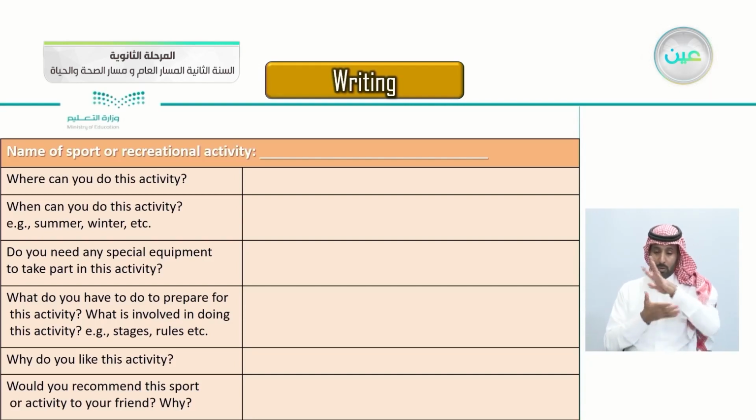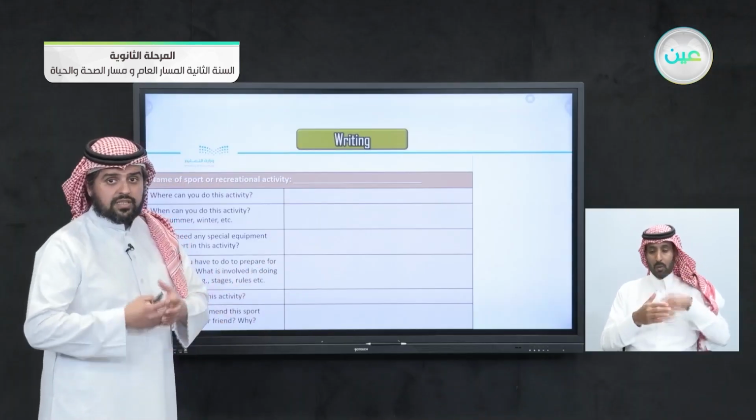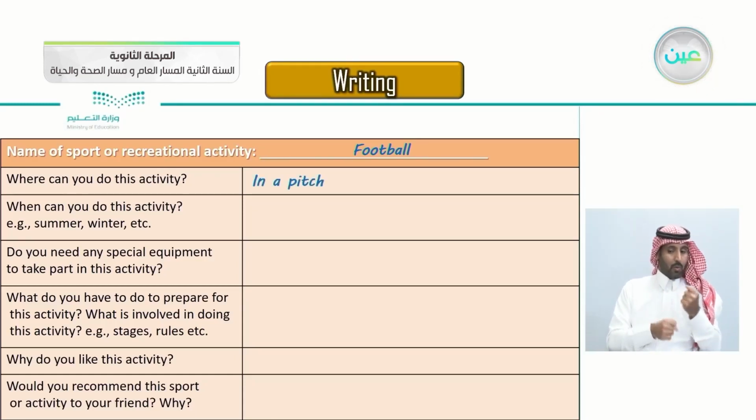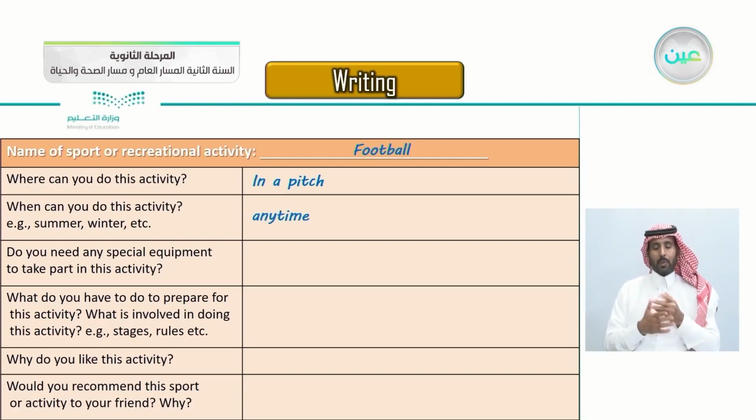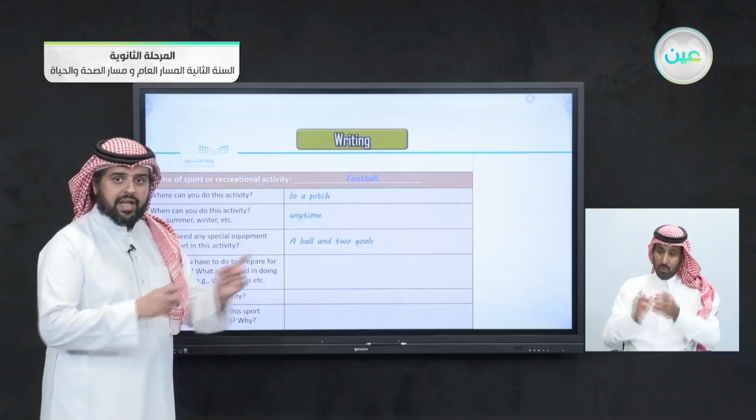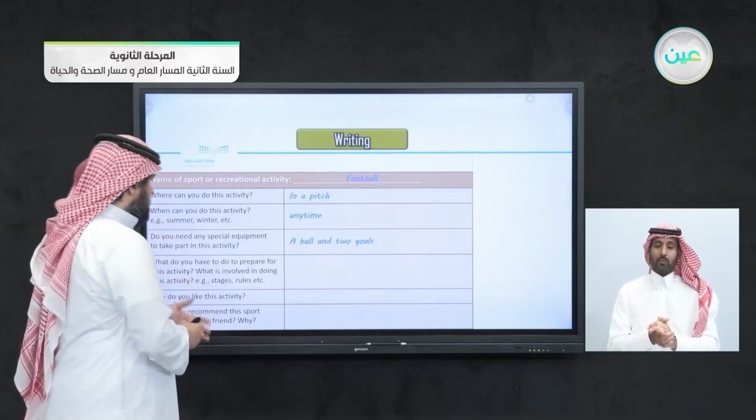So you have to fill this chart using a sport or activity. For example, I chose football. Where can you play? Where can you do this activity? On a pitch, of course. Or if you want to do it unprofessionally, you can play it anywhere. When can you do this activity? Summer, winter, I can do it. We can play football at any time, day or night, summer or winter. Do you need any special equipment to take part in this activity? A ball and 2 goals. We don't need any special equipment, no sticks, no helmets. We just need a ball and 2 goals or 2 nets.